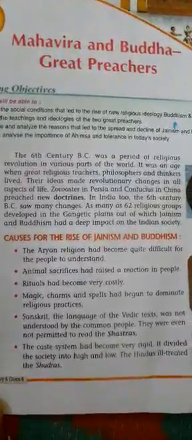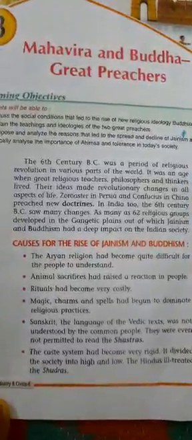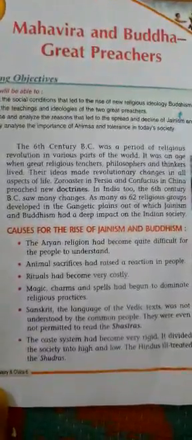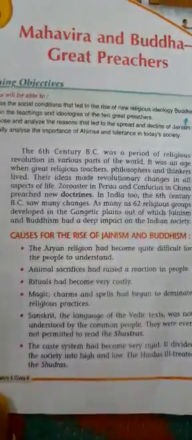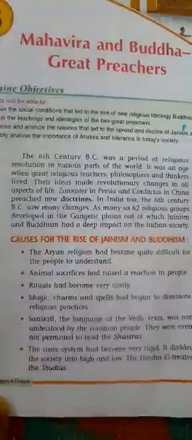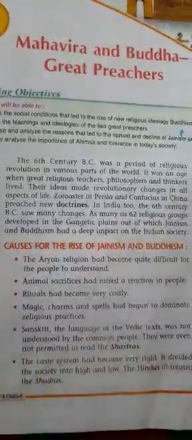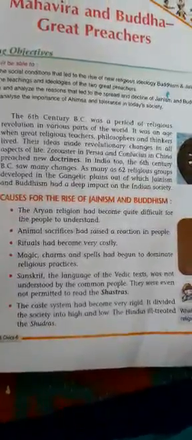New religions like Zoroastrianism in Persia and Confucianism in China preached new doctrines. When we see India also, in the 6th century there were great changes. About 62 religious groups developed in the Gangetic plains. Out of that, Jainism and Buddhism made a great impact on Indian society. So we'll see what the causes were for the rise of Jainism and Buddhism.